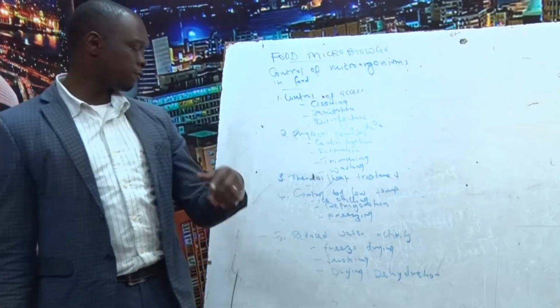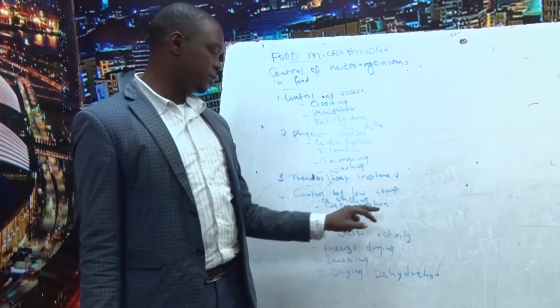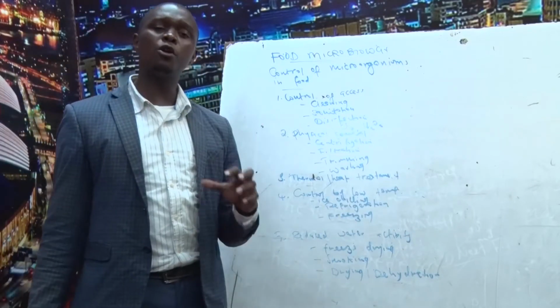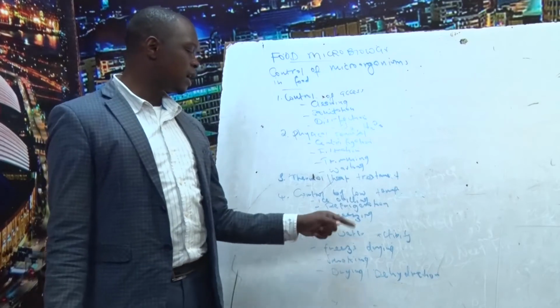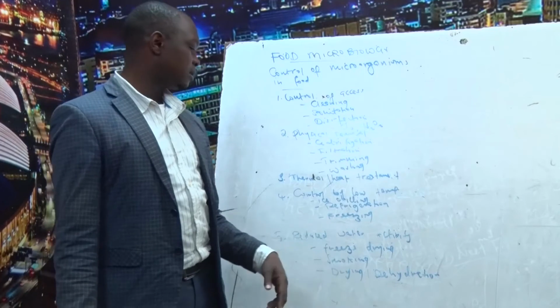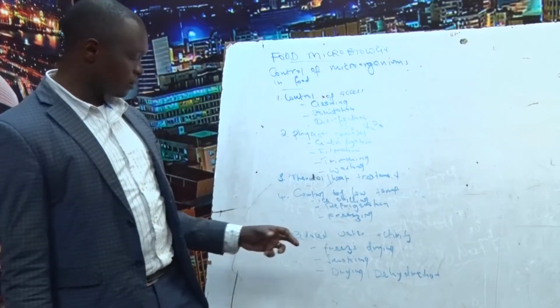You can also do what is called freezing. Freezing is a form of refrigeration in which the food is subjected to much lower temperatures than in refrigeration. You can use freezers, which are able to inhibit the growth of the microorganisms.